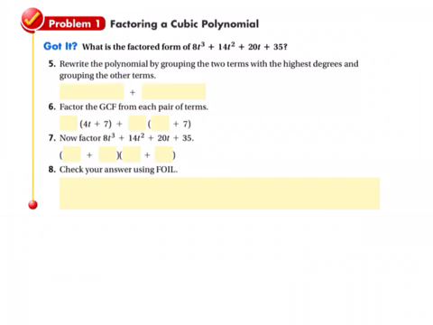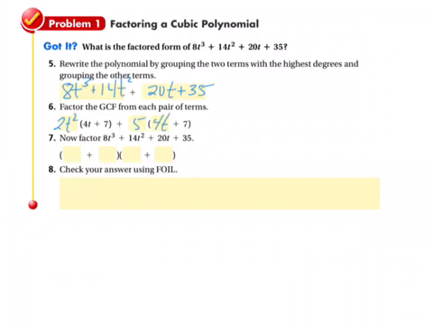When trying to factor a cubic polynomial, first rewrite the polynomial by grouping the two terms with the highest degree first, and then group the other terms. From there, factor the greatest common factor from each pair of terms.